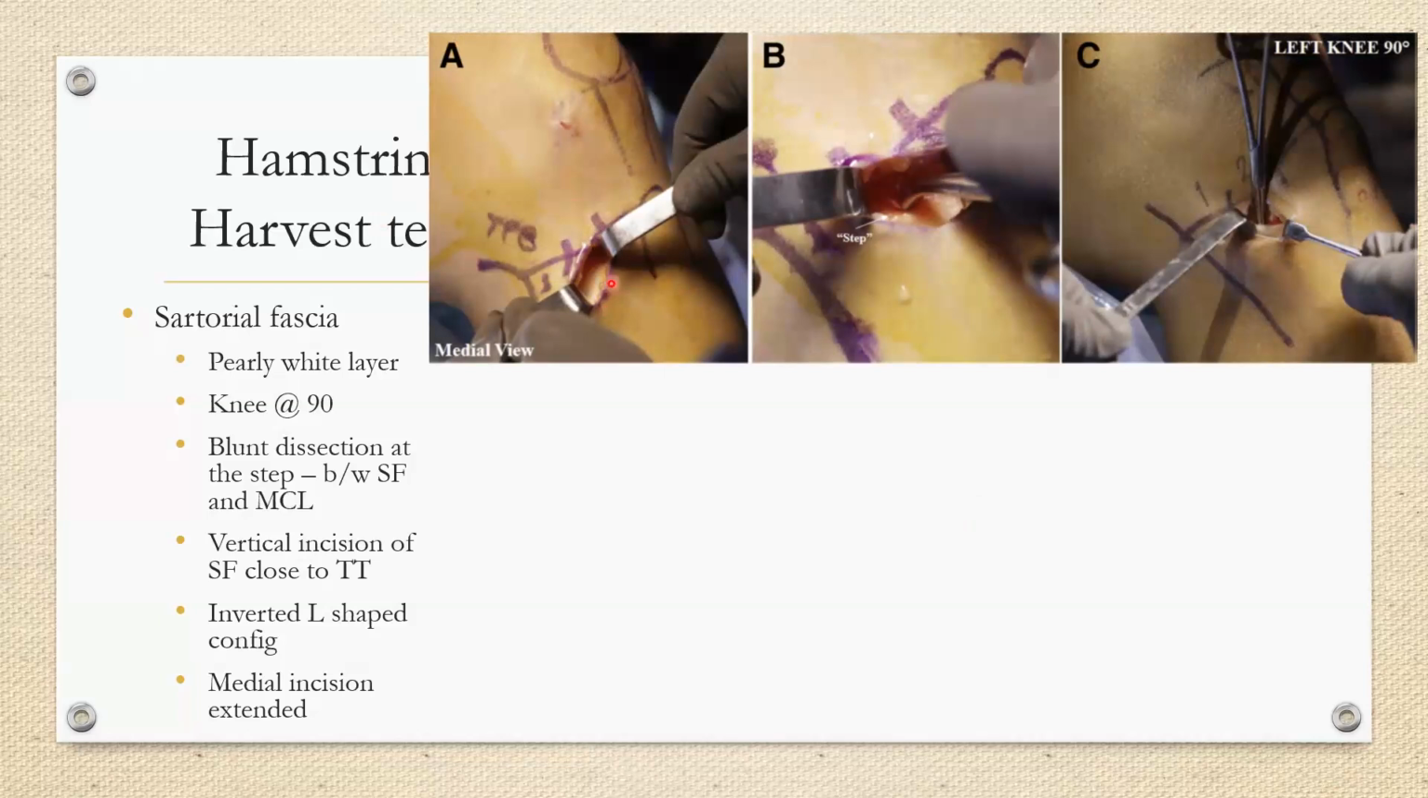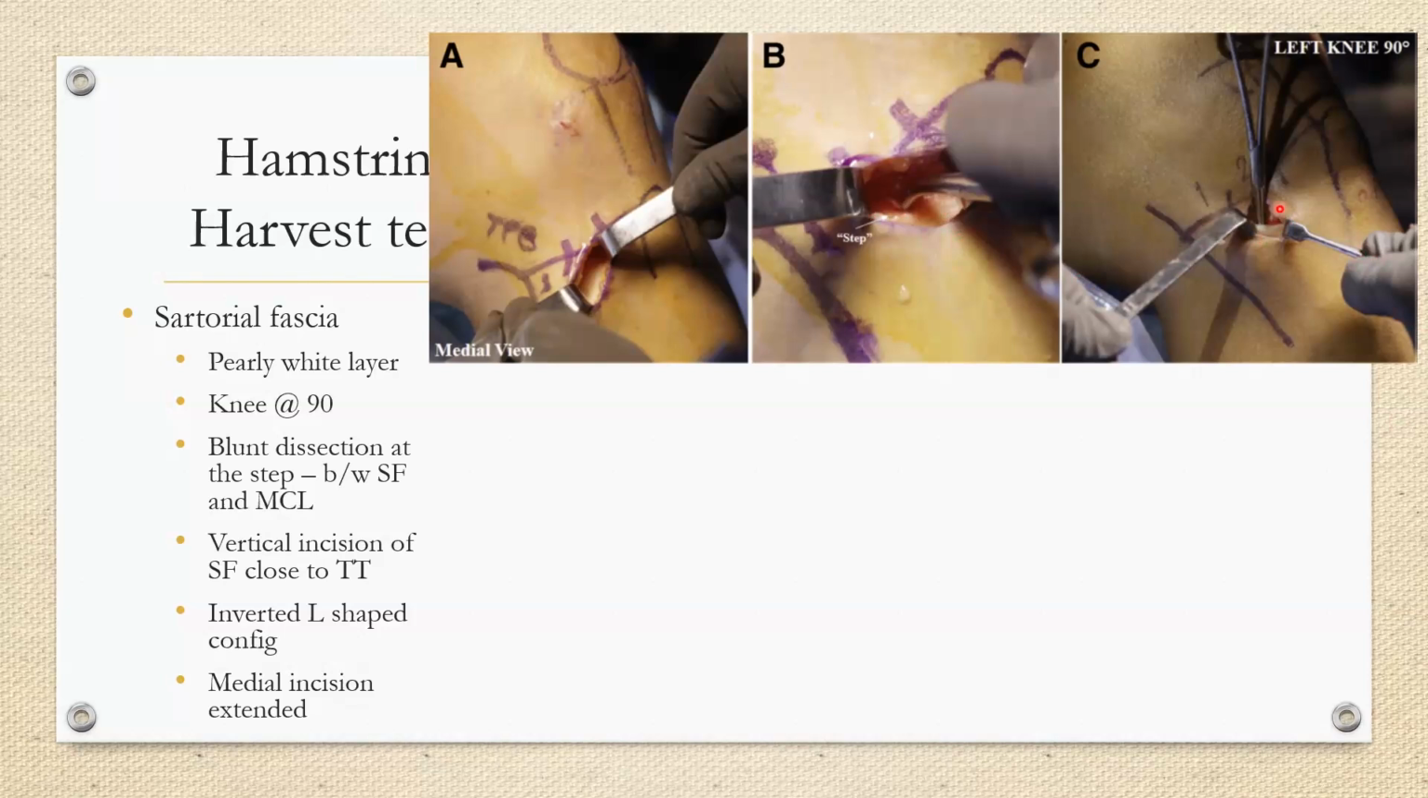So as you can see here, once the deep dissection is done, the hamstrings can be felt for a small step between the fascia and the hamstring, which corresponds to the superior aspect of the gracilis tendon. So blunt dissection is carried out at the superior aspect of gracilis, directed inferiorly, basically creating a plane between the sartorial fascia and the MCL. Again, this sort of dissection is advised to prevent injury to the MCL.